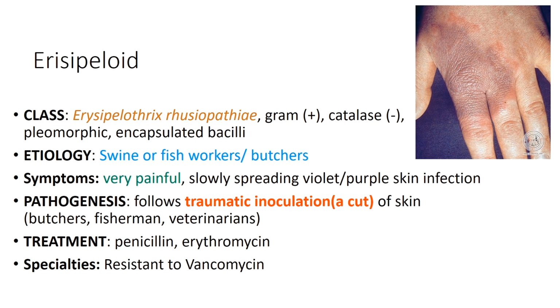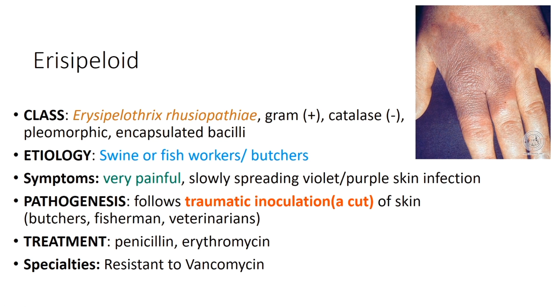And what happens is they get a little bit of a cut. Maybe they're a butcher and they're cutting up some animals or something like that. And they have this cut in their hand, and usually it occurs on their hand, and it's very, very painful, like super sore. You can't even touch it. They're like screaming at you. And it's slowly spreading. And then it has a violaceous or violet or purple color to it. And you can see that up here in the top right. And that's going to be something that's very definitive of erysipeloid.